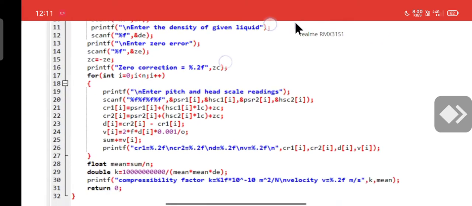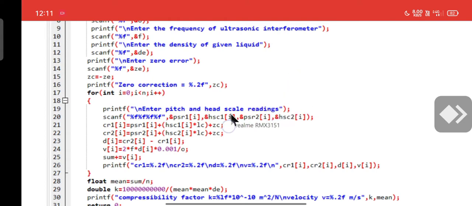If you come down, you can see the for loop. We have given the for loop to do this operation several times. First we are getting the head scale and pitch scale readings for the initial and final positions. So we are getting two pitch scale readings and two head scale readings. From this, the corrected readings for the initial and final positions are calculated.